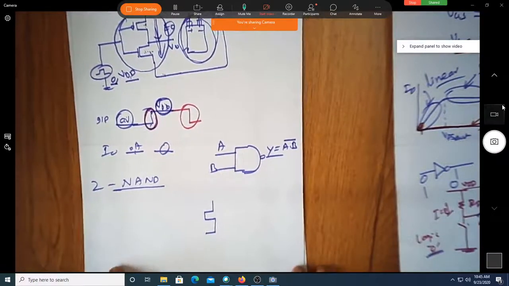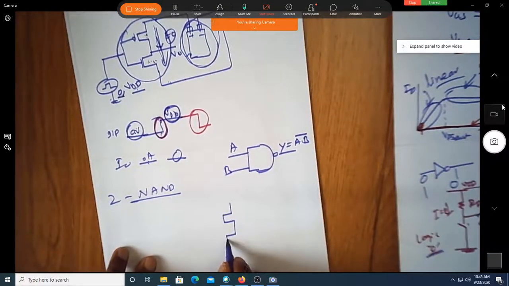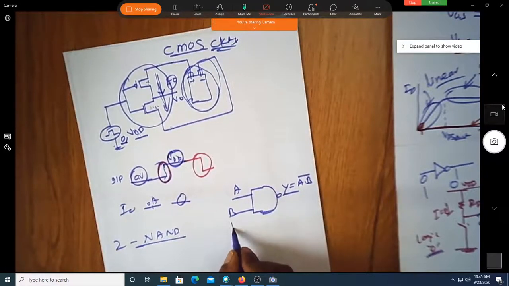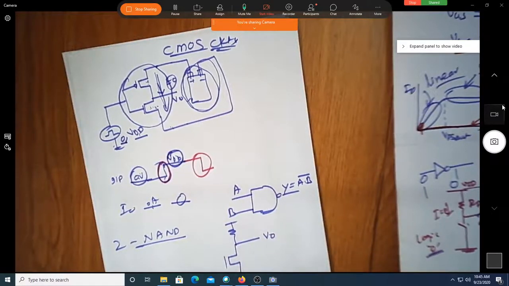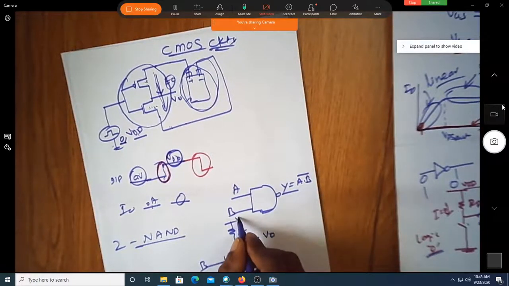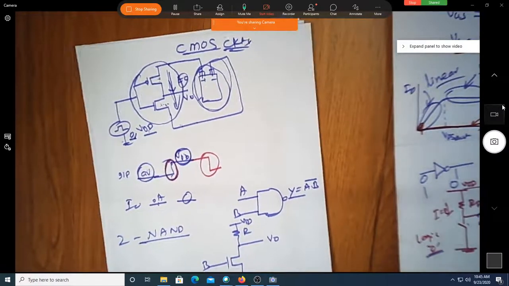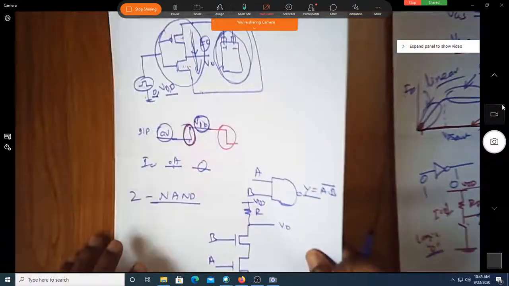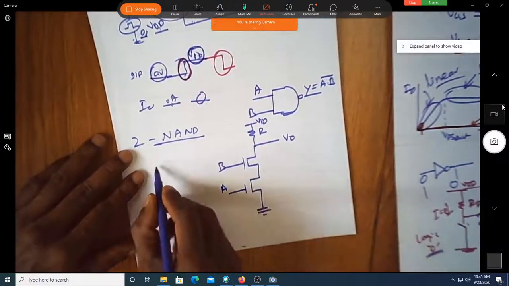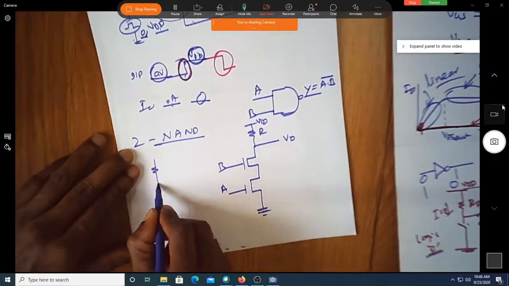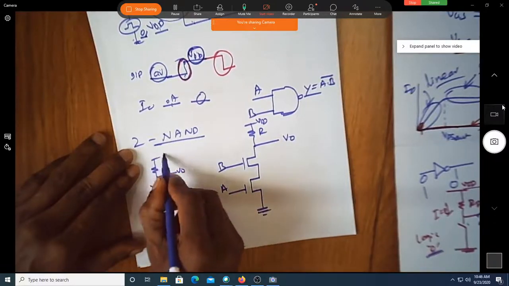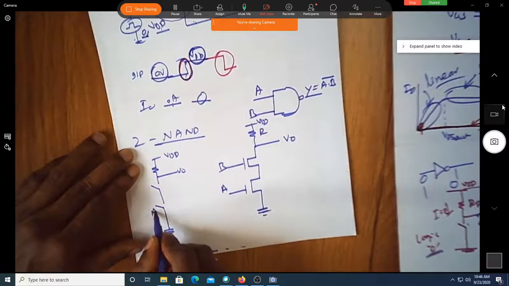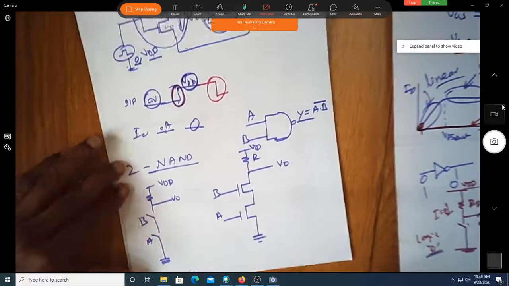Am I correct? This is the NAND gate structure. Let me just implement using this. Perfect. So shall I replace this by two switches? Okay, what is the truth table of a NAND gate?